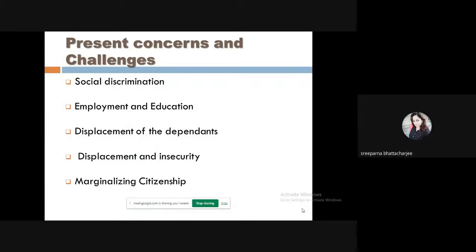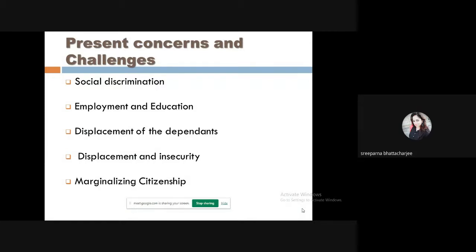Employment and education, here again we find that there is a huge demand that equality of access should be there. And class and caste, both the factors should be considered as far as employment and education is concerned, and there we should strive for that, or human rights should go in that direction.